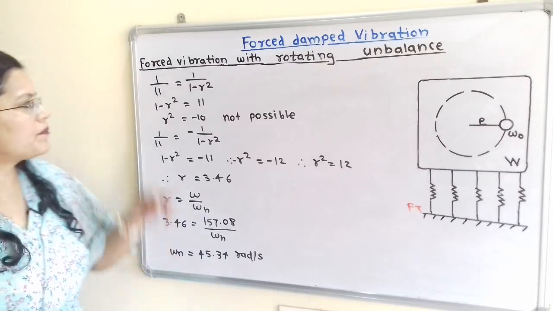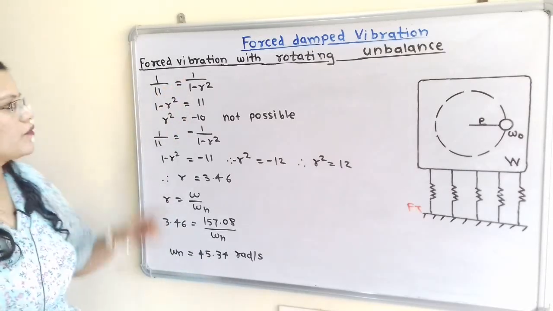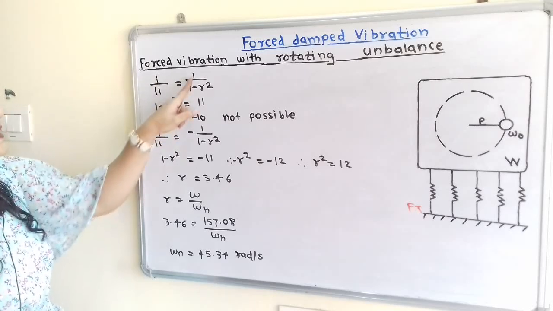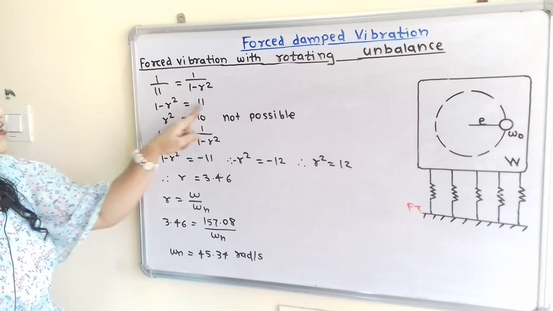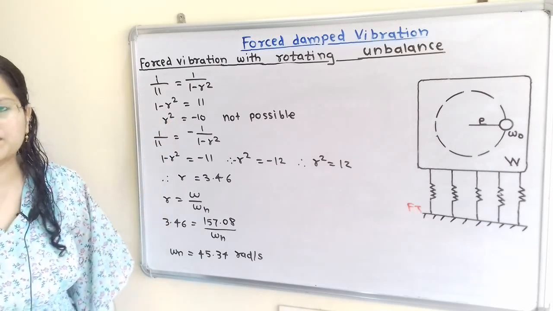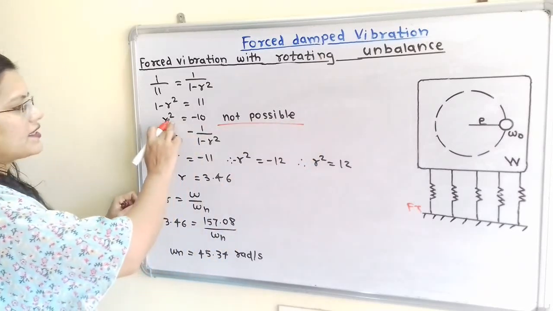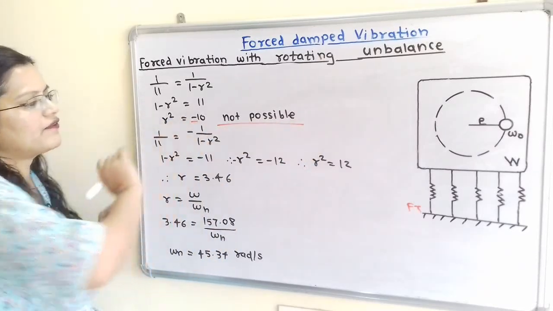We will write 1 by 11 is equal to 1 divided by 1 minus R square. So we will take here the cross multiplication. So 1 minus R square is equal to 11 and therefore R square is equal to minus 10. So here this is not possible because we cannot take the root for this negative value.